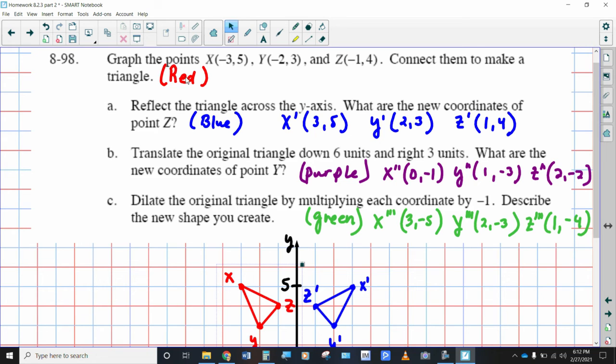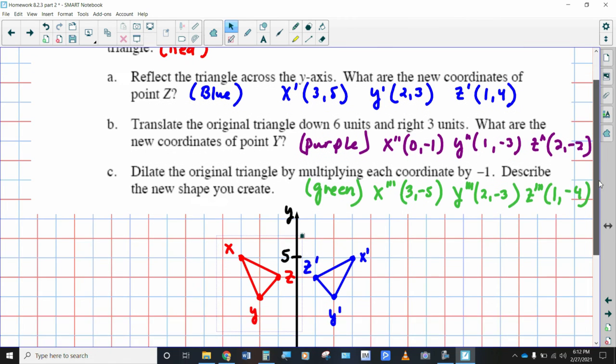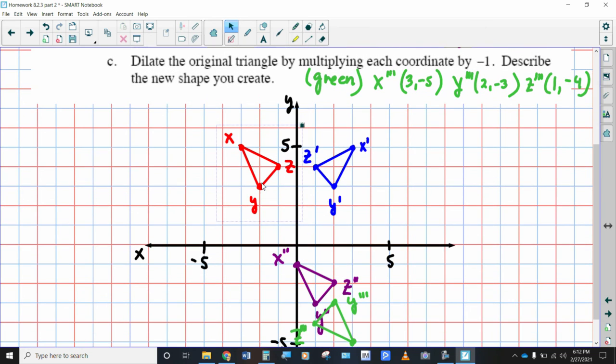Then it says translate the original. So we're going back to the red. This guy right there, translate it 6 units down, which means the Y values are going to decrease by 6, and 3 units to the right, which means the X values are going to increase by 3. So the purple one: every one of these points is 1, 2, 3, 4, 5, 6 down, but 3 to the right. Same for all of them.